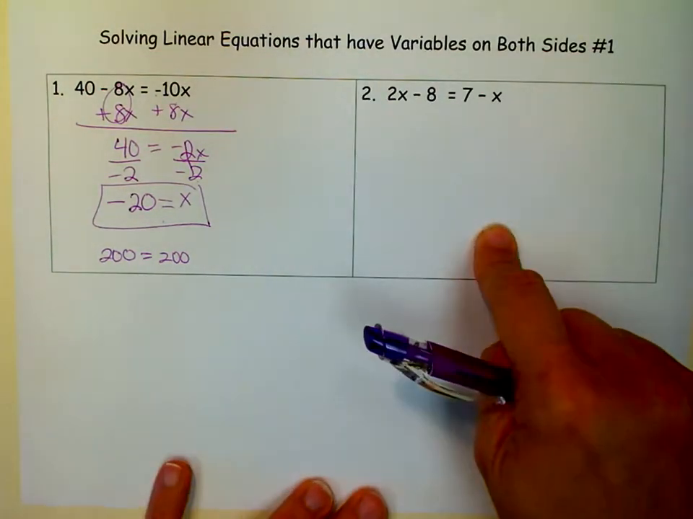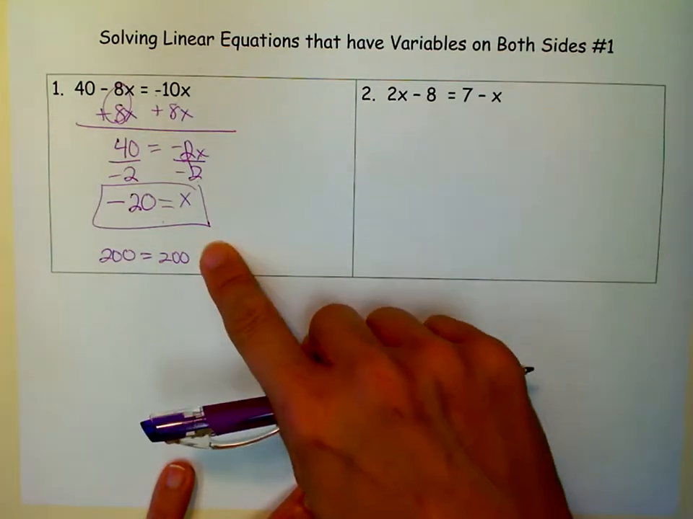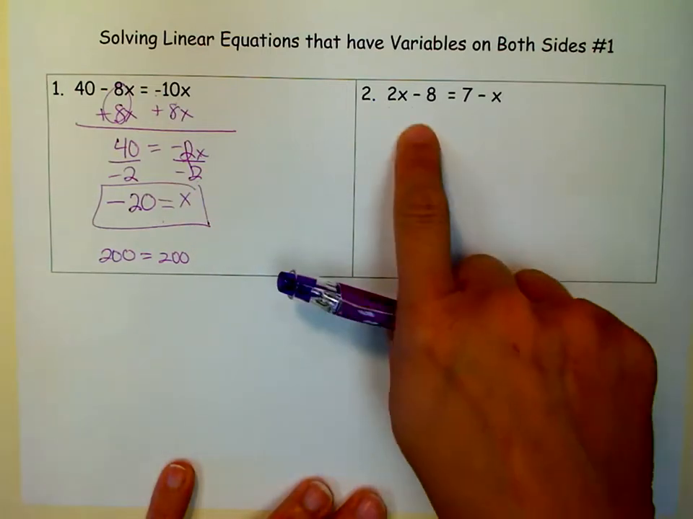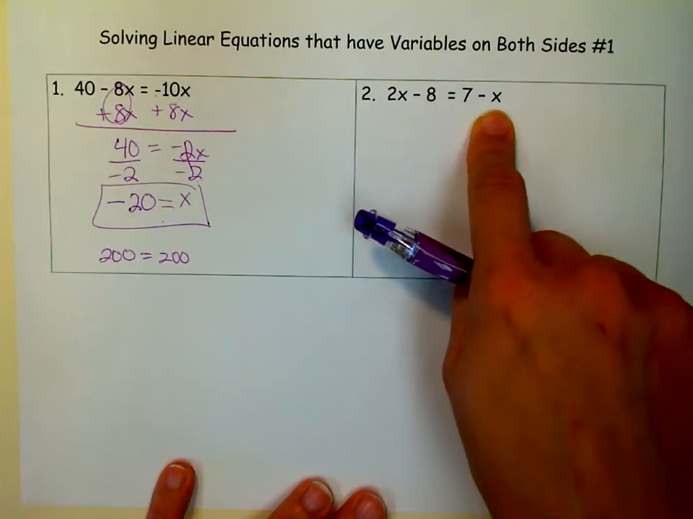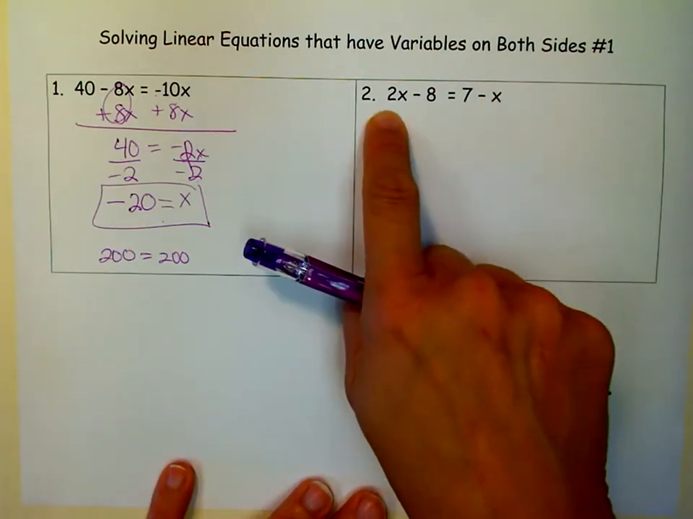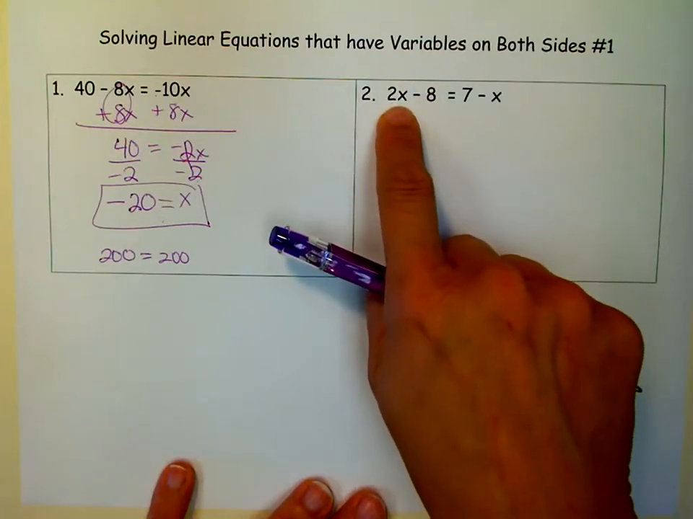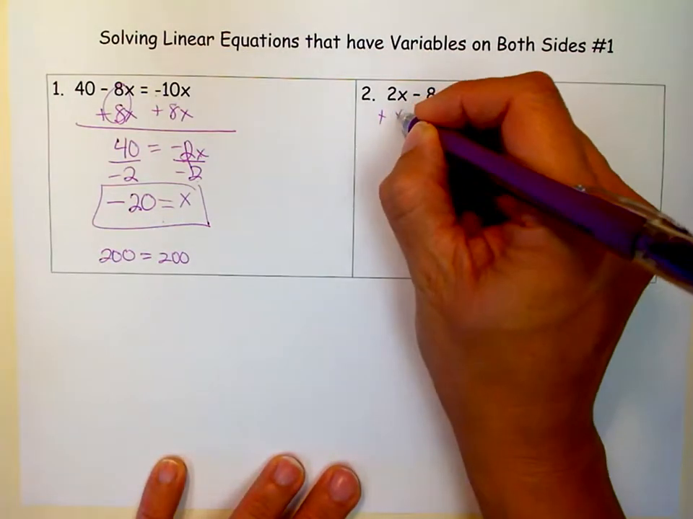Moving on to this one, I always try to, and I didn't do it over here, but if you want to avoid dividing by a negative, what you can do is look at your x's. I have a 2x over here and a negative 1x over here. So if I move it to this side, then I can always have a positive x because I move it to the side with the bigger x term. So I'm going to add x to this side.